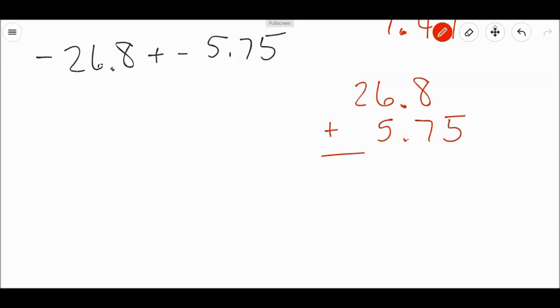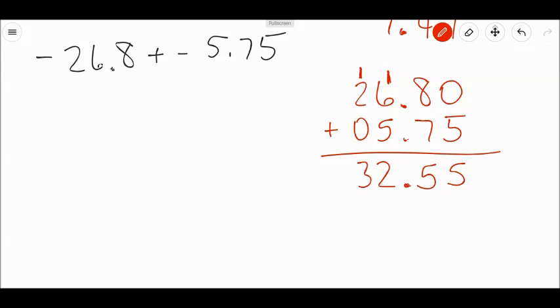This time I'm going to add. Again, it's okay if I don't have everything lined up. I can put zeros as placeholders. 0 plus 5 is 5. 8 plus 7 I know is 15. I'm going to carry my 1. Now I have 1 plus 6 is 7, and 7 plus 5 is 12. I'm going to carry my 1. 1 plus 2 is 3. So this time I have 32.55.